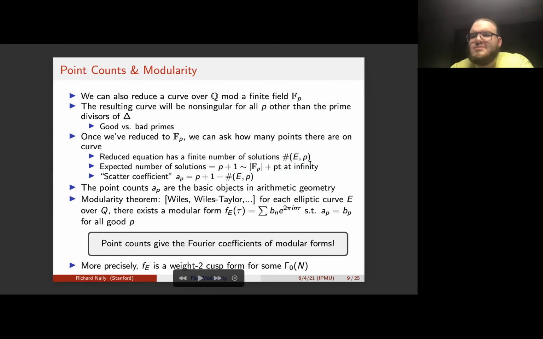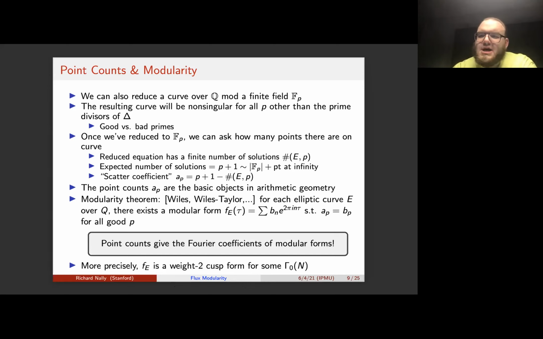So for a random prime p, you sort of expect there to be p plus 1 solutions. The p is the p values we can plug in for x, and the 1 is the point at infinity that comes from the fact that we're really considering a projective curve. Now that's the expected number of solutions, but there's no guarantee that that's the actual number of solutions. So we define a scatter coefficient, which is the expected number of points minus the actual number of points. And so a_p is p plus 1 minus the number E_p. And the point counts a_p are the basic objects I'm going to be considering for the rest of this talk.